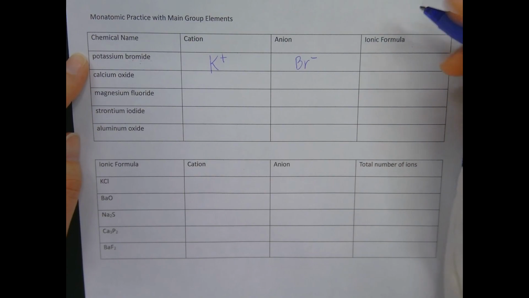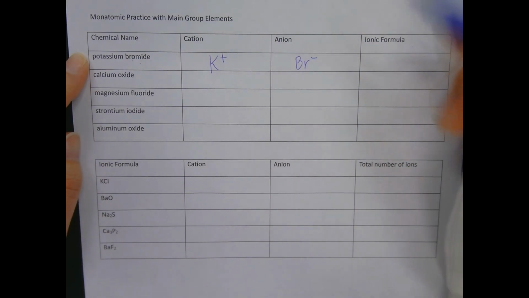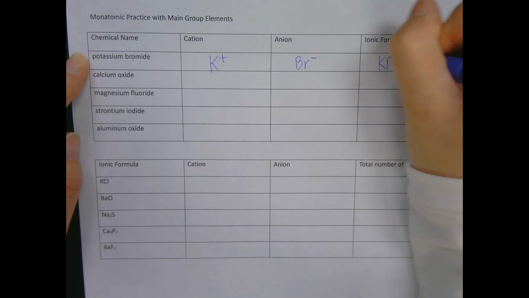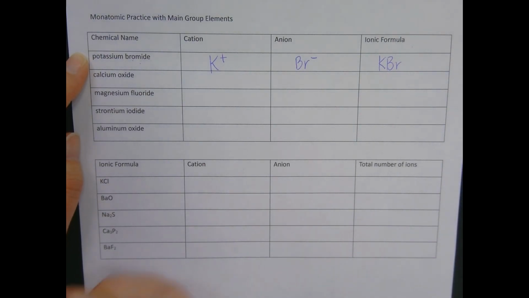to get to 8. So if we crisscross these or we write our ionic formula, remember the positive one goes first, and this is a 1-to-1 ratio. So K, B, R. No spaces, just stick them together, and then the R is lowercase. So this is your ionic formula for potassium bromide.